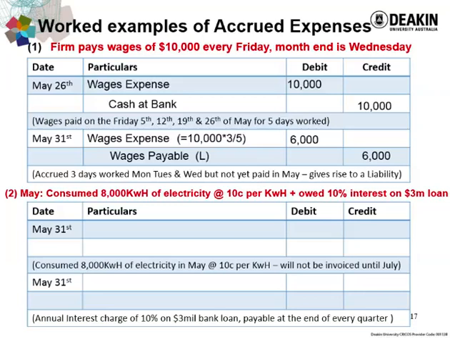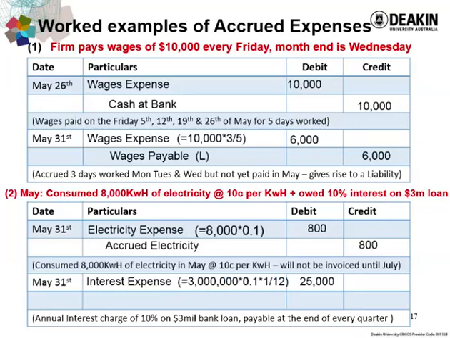Another example, we consume 8,000 kilowatt hour of electricity at 10 cents per kilowatt hour, and we also owe 10% interest on a $3 million loan. So on 31st May, we debit electricity expense and credit accrued electricity $800, which is 8,000 multiplied by 10 cents. Then we also debit interest expense. We credit interest payable at $25,000. That is calculated as 3 million multiplied by 10% multiplied by 1/12, assuming that we owe for a month interest.